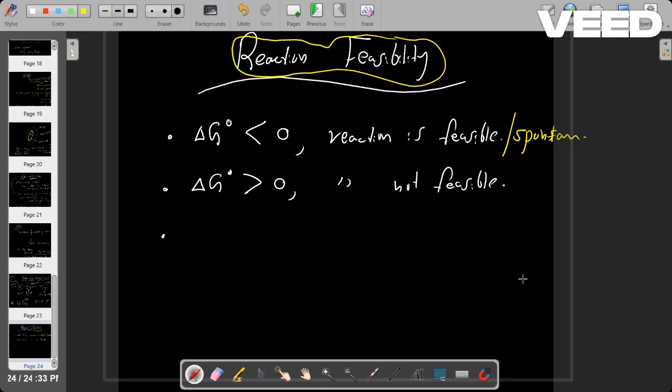Yes, less than zero, negative. Negative means it can happen. It is happening actually. When delta G is positive, it is not happening.